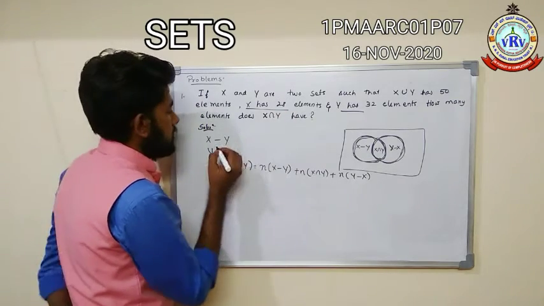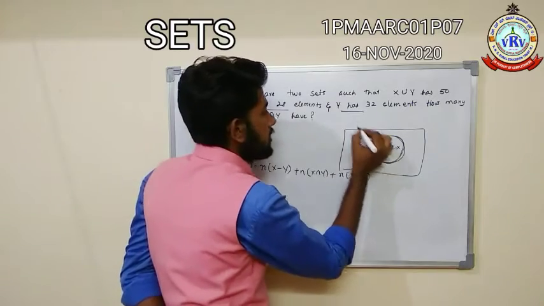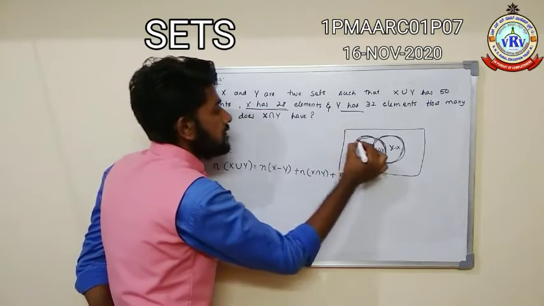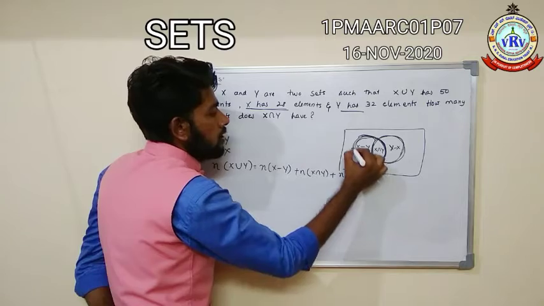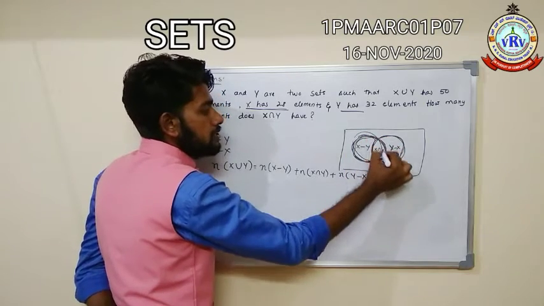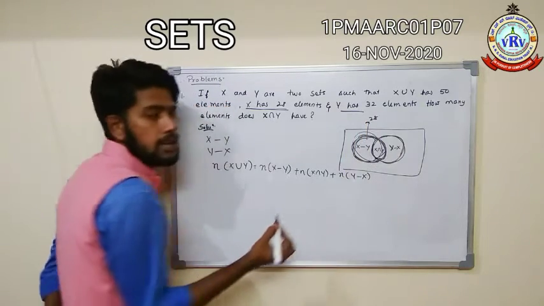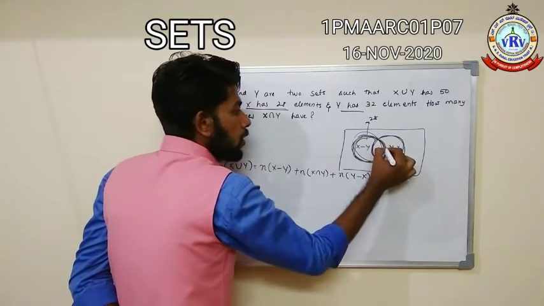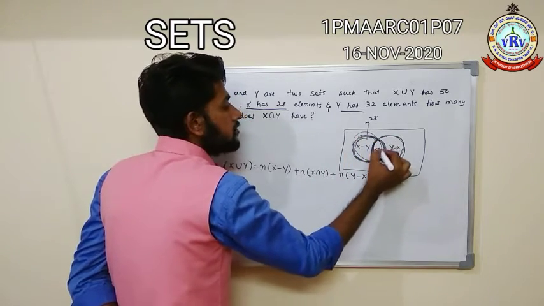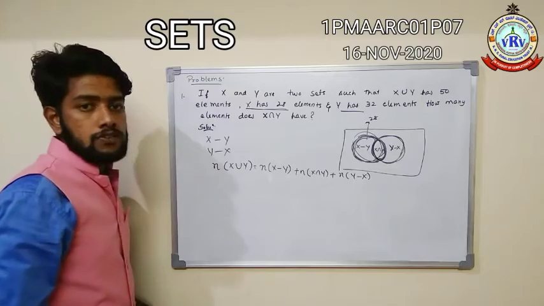Here we have this x which contains 28 elements. So the entire circle contains 28 elements, and in that there are also the elements which are in x intersection y.